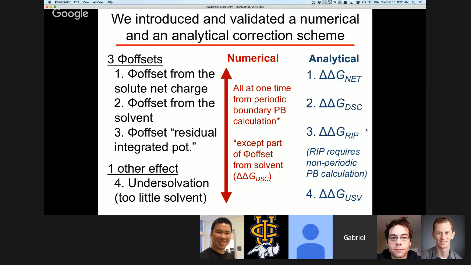But once you calculate that residual integrated potential for your protein, you could then take that same quantity and use it to correct any of your simulations, regardless of what box size you've simulated them under. Whereas in the numerical correction, if you want to switch to a different box size, you have to redo your periodic boundary calculation at your new box size. You can't just extrapolate to what things would be under a different box size. Using the analytical corrections, once you've calculated this residual integrated potential, you just plug a different box size into all these formulas, and you get your different result.